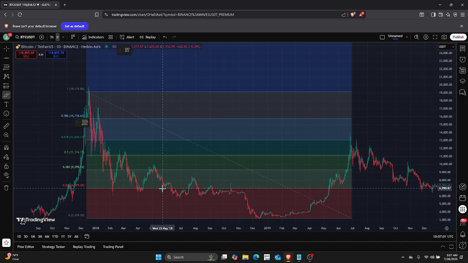So to draw true support and resistance, you want to be able to draw the Fibonacci as accurately as you can from the market high to market low, and make sure the numbers from the bottom to the top go 0.236, 0.382, 0.5, 0.618. That's how it's supposed to be read.